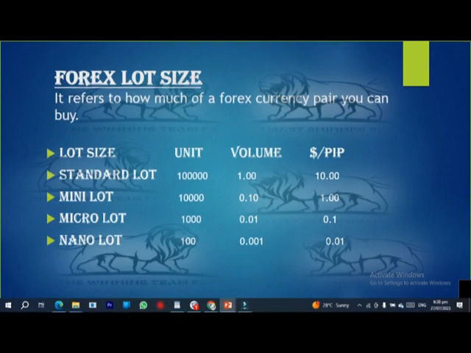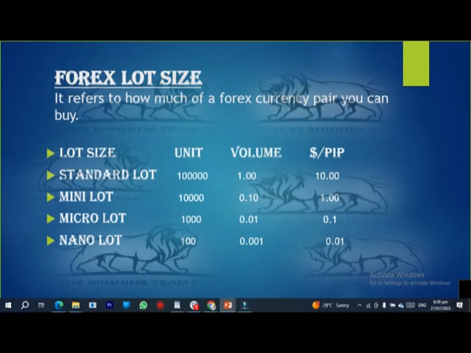So anytime you are using one lot, that is $10 per pip movement. One pip is $10, 2 pips will be $20, 3 pips will be $30, 4 pips will be $40. And then the same with 0.1. If you are using 0.1 as lot size, per pip movement, 1 pip is $1, 2 pips is $2, 3 pips is $3.